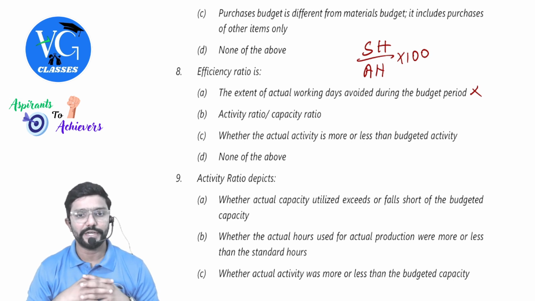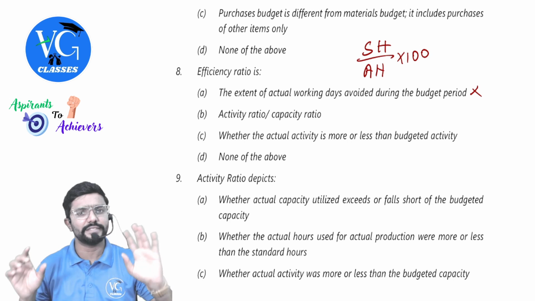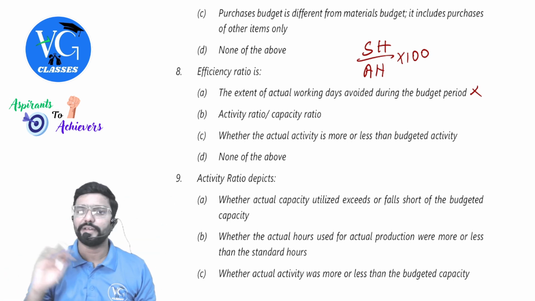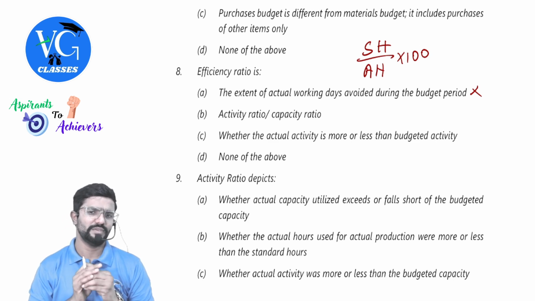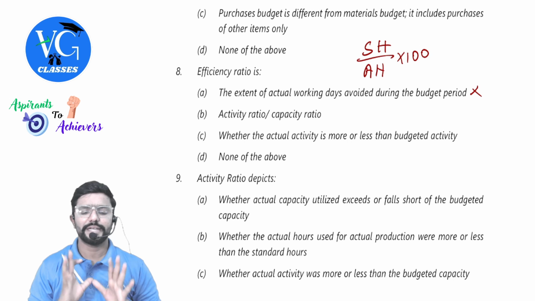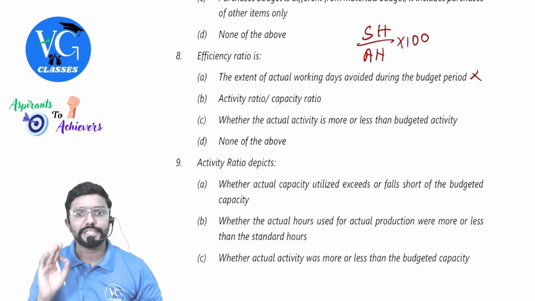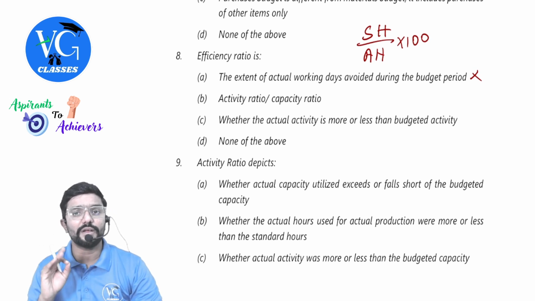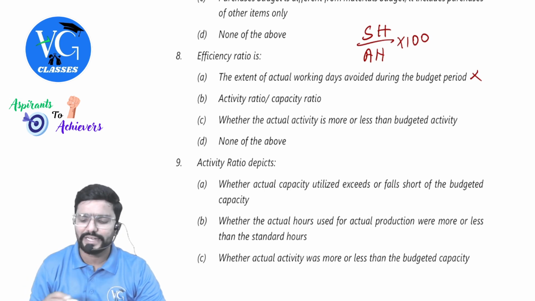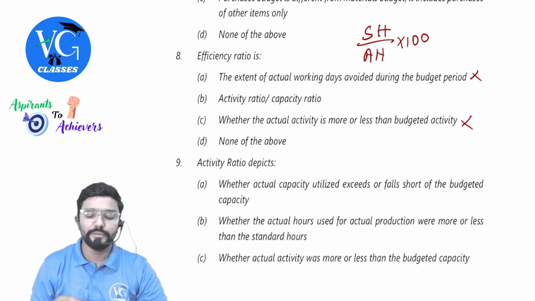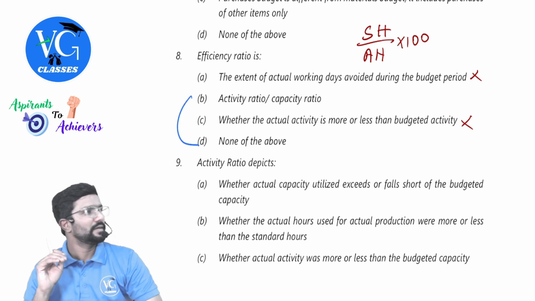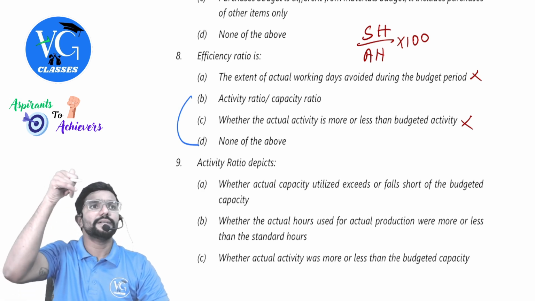Have they given it? Let us look into it. Extent of actual working days avoided during the budgeted period. No. Activity ratio divided by capacity ratio. I am a bit confused with it. Let us keep it on board. Whether the actual activity is more or less than the budgeted activity. No, this is not an activity ratio. None of the above. Guys, that means I have an option between B or D. B and D. Correct? Yes, sir.